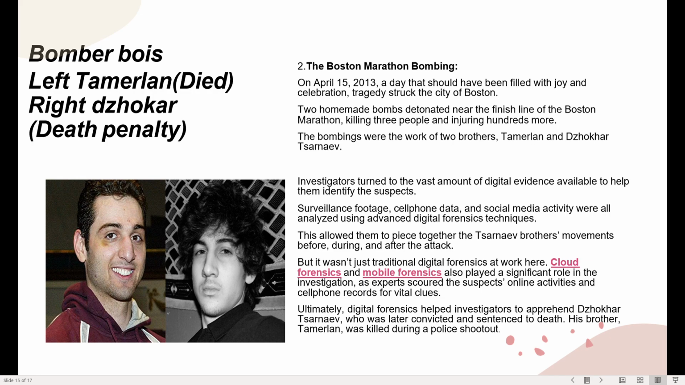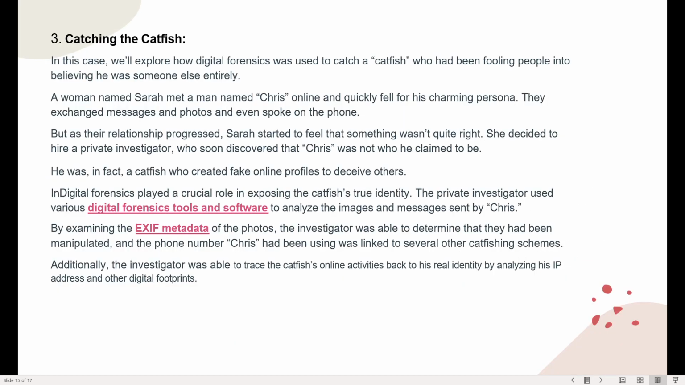Tsarnaev. Investigators turned to the vast amount of digital evidence available to help them identify the suspects. So basically, using cloud forensics and mobile forensics, the feds were successful in catching the culprits. Digital forensics investigators were able to apprehend Dzhokhar Tsarnaev, who was later convicted and sentenced to death, and his brother Tamerlan was killed during a police shootout.